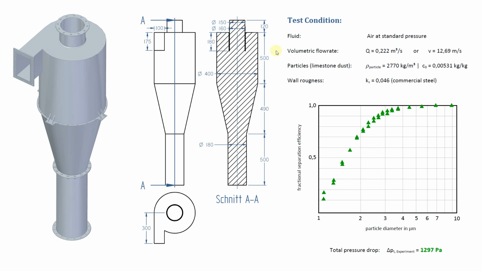Here you can see the geometry of the cyclone I've chosen for this tutorial, test conditions during the experiment, as well as the two key performance indicators for cyclones, the fractional separation efficiency and the total pressure drop. This tutorial consists mainly of two parts. First, the creation of the hexahedral mesh in ICEM, and second, the numerical simulation in FLUENT.